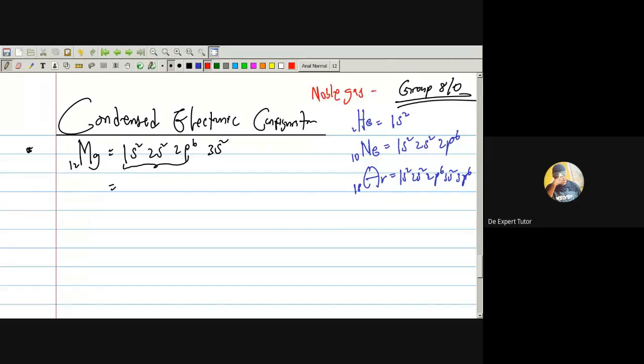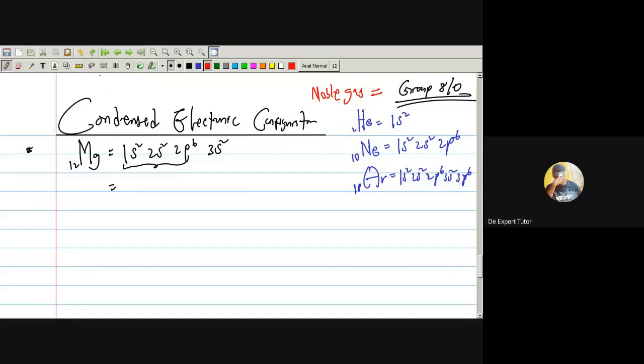Which of them have this exact electronic configuration? Look at this side and tell me your answer. Which of them have this exact configuration? 1s2, 2s2, 2p6. Which of the noble gases? Check here. You see it now.